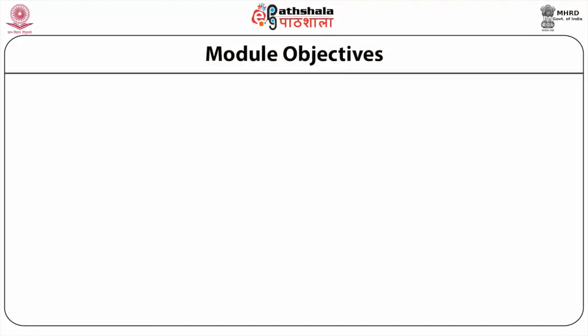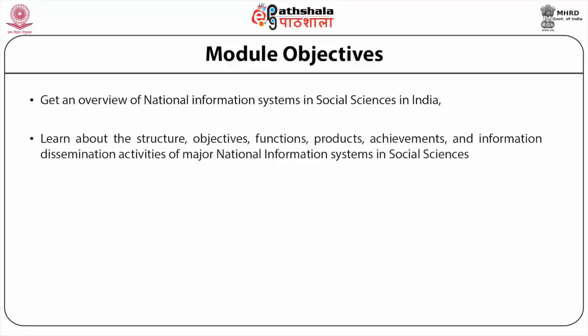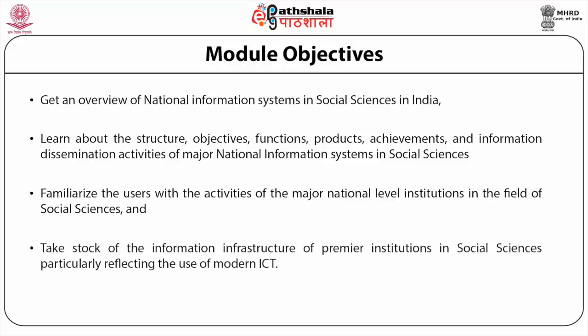The objectives of the National Information System in Social Sciences are to get an overview of the National Information System in Social Sciences in India, to learn about the structure, objectives, functions, products, achievements, and information dissemination activities of major national information systems in social sciences, to familiarize the users with the activities of the major national level institutions in the field of social sciences, and to take stock of the information infrastructure of premier institutions in social sciences, particularly reflecting the use of modern ICT.